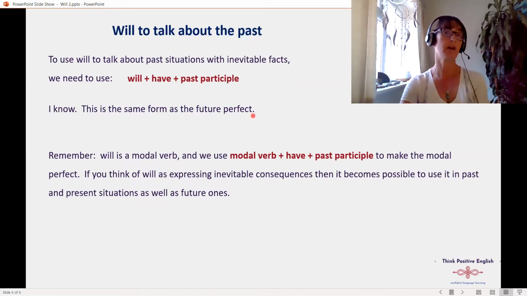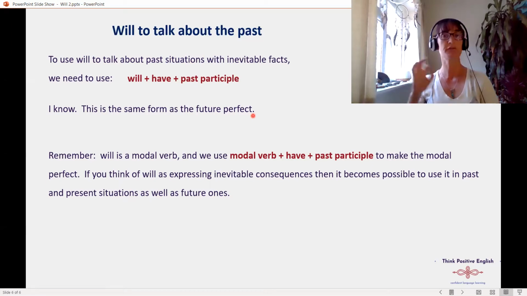I would have come to the party, but I was ill. I should have done my homework, but I forgot. So this modal perfect, it's the only way that we can use a modal verb in the past. The modal verbs don't have past forms themselves. They have to be joined up with have and a past participle. And if you just think that will is really another modal verb, then of course we can put it into this modal perfect and use it to talk about the past.